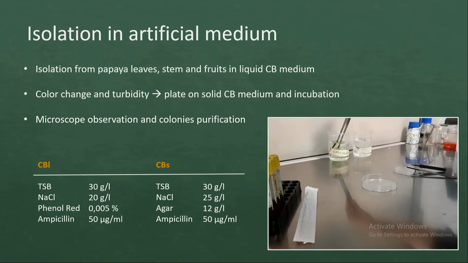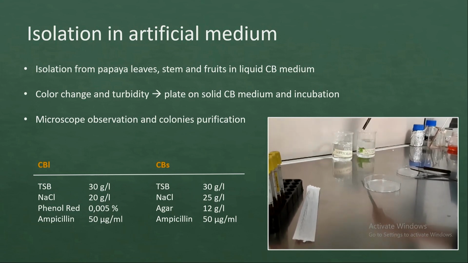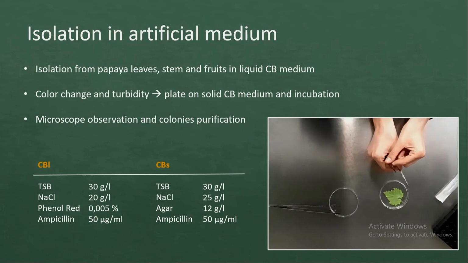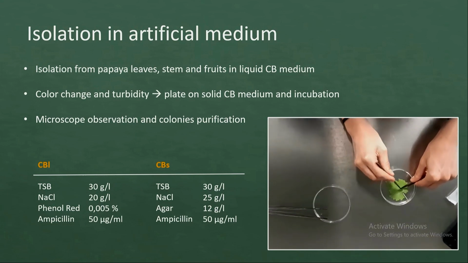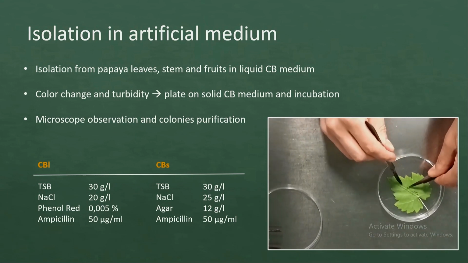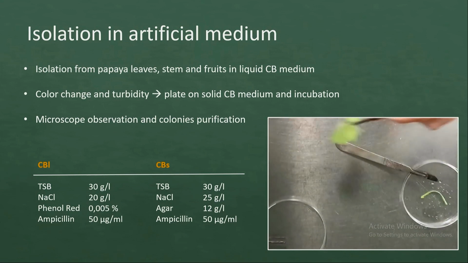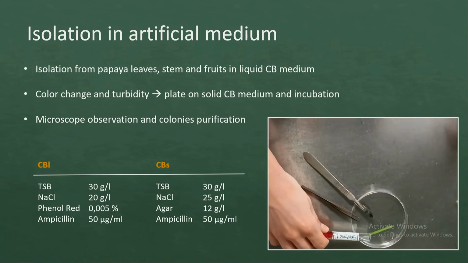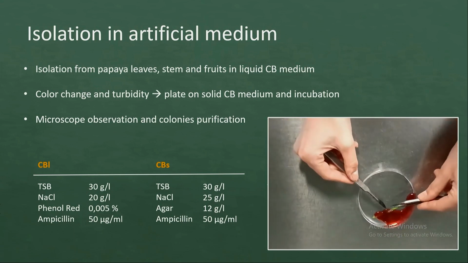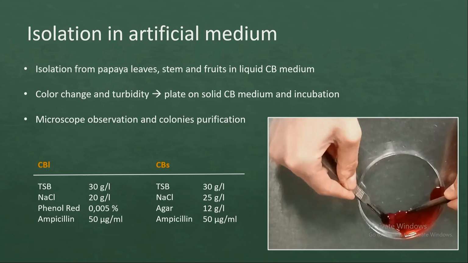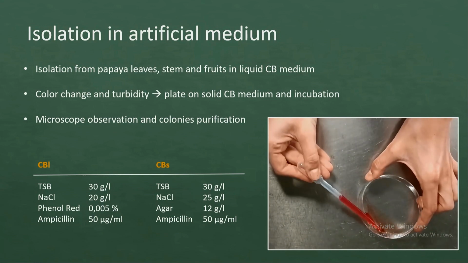We start from leaves, stems, and fruits of papaya that were also tested with molecular methods. So after sterilizing the surface of the tissue, we slice a little amount of the tissue and cut it into little pieces. Then we put them inside the CB liquid medium, of which you can see the composition in the table below, and we incubate the liquid culture. So we waited for color change of the culture and the increasing of turbidity, and then we plated an aliquot on CB solid medium that has more or less the same composition, and we incubate in microaerophilic condition at 25 degrees.